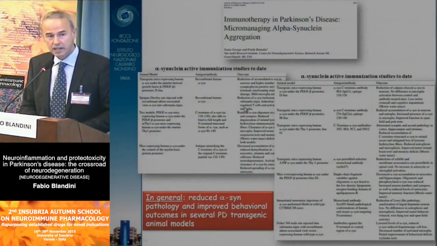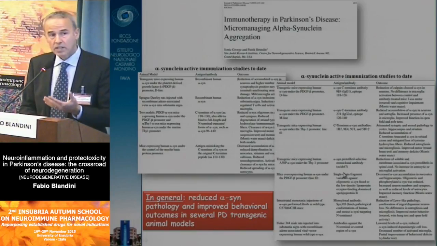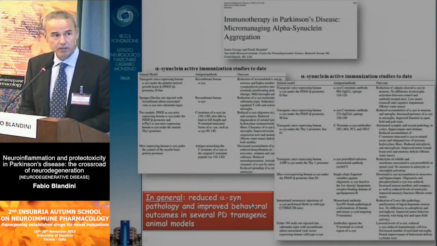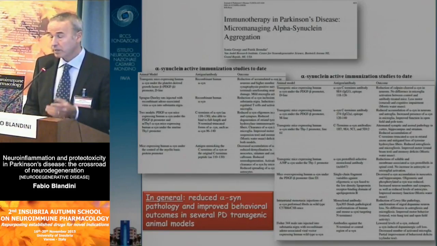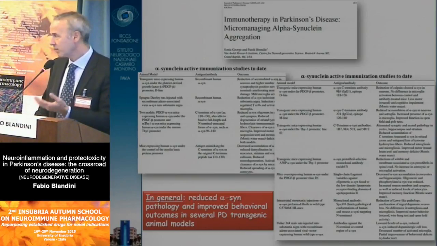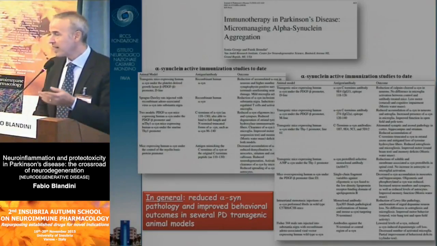So I'm not going to read through all these studies. This is a very recent review by Patrick Brundin about new immunotherapy in Parkinson's disease, collecting the data on the experimental studies with synuclein active immunization or passive immunization. The general idea is that in all these studies, the two different techniques induced reduced synuclein pathology and improved the behavioral outcome in transgenic models of Parkinson's disease. But as you know, if you work with animals, in most cases your experiment will work in your animals. The problem is that you have to translate the experimental findings into the clinical setting. Then things change.